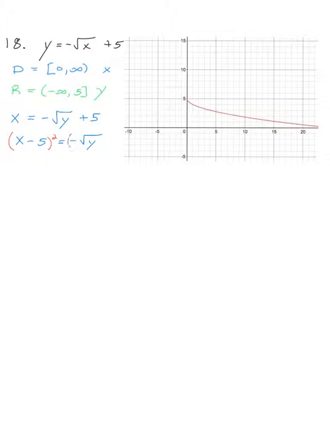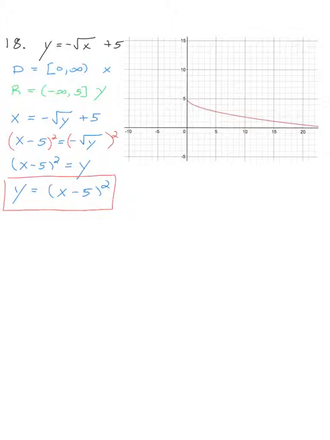I'm going to put the step in here a little bit more carefully. I'm going to square the entire left and the entire right. I will leave the left side as x minus 5 squared, but when I square the right, squaring the negative just cancels it, and squaring the square root gives me y. And this, I'll reverse it, is the formula. It's y is equal to x minus 5 squared, just noting that that negative canceled when I squared both sides.